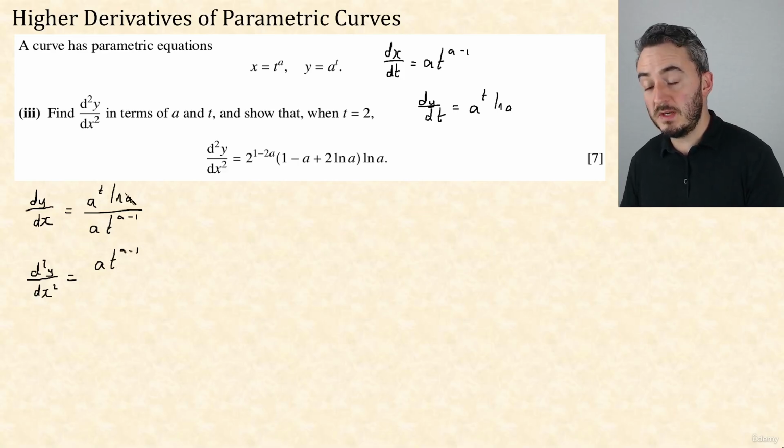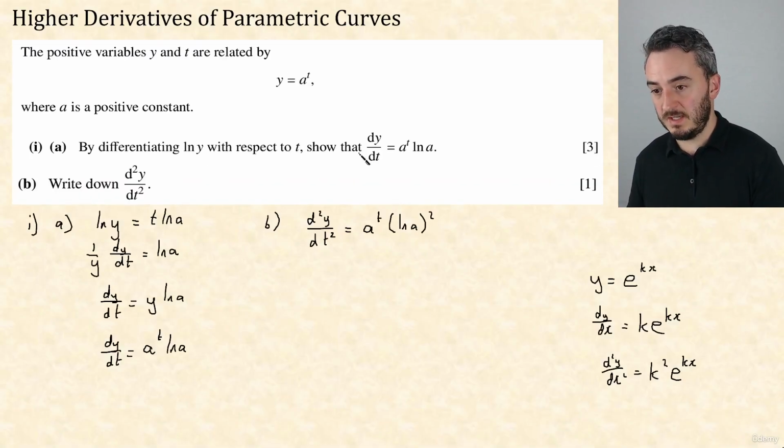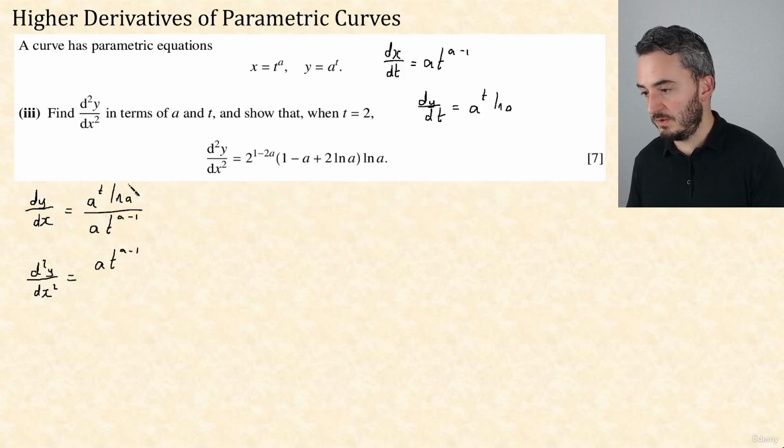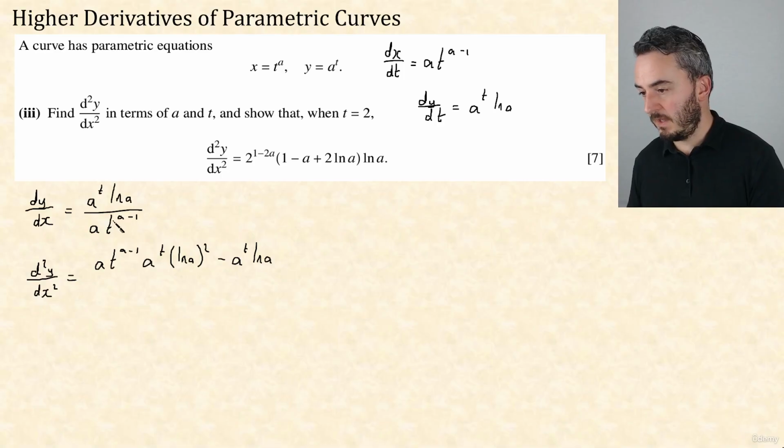Now u dash, we know how to differentiate a to the t ln a. We did it in the previous question. Its derivative was a to the t ln a squared. So u dash is a to the t ln a squared. So there's vu dash. Now minus uv dash, so let's get u in, a to the t ln a, and v dash, well, this is polynomial, so I just need to multiply by the power, and the power drops by 1 down to a minus 2.